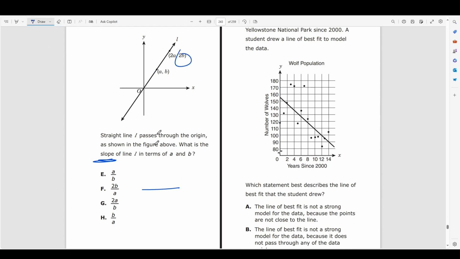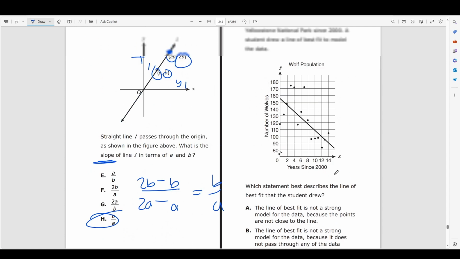Let's say that this is our y1. So 2b minus, this is our y2, and b is our y1 because we won't be left with a negative number. And this is now our x2, so 2a minus our x1, which is just a. So you do 2b minus b, you get b. You get 2a minus a, you get a. So your answer is b over a.